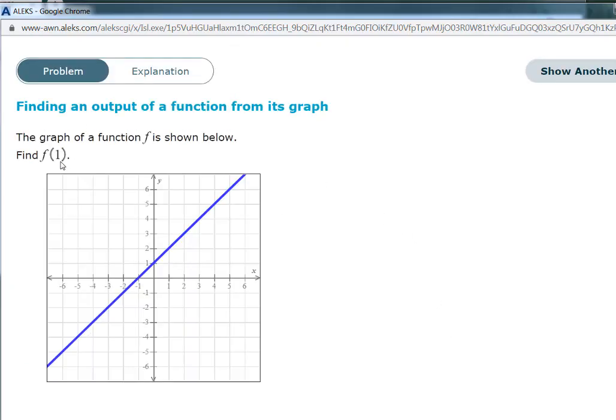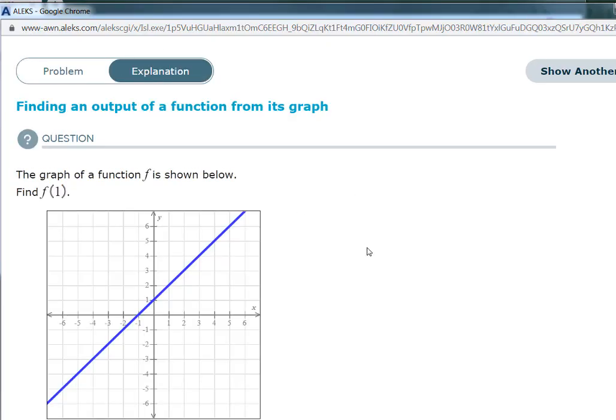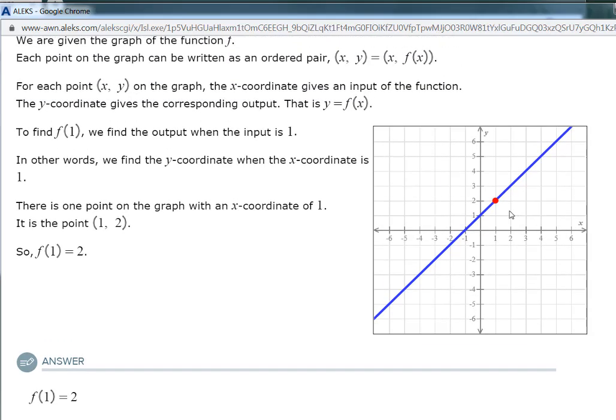Here, f of 1 given this figure. So I look for 1 here, and I'm sorry, 1 is over here, so here would be a 2. So let's look at the explanation. 1 on top of the line is a 2. Okay, one more.